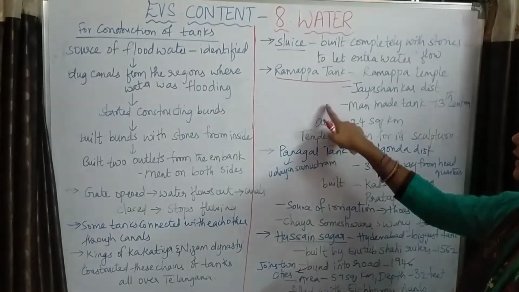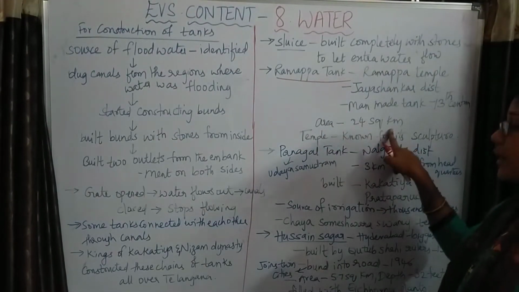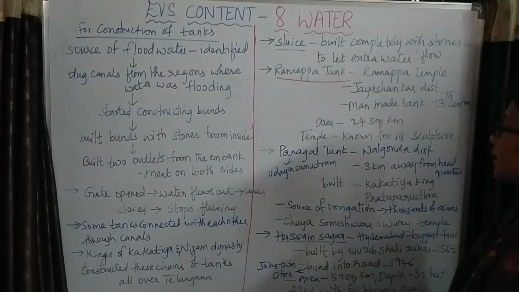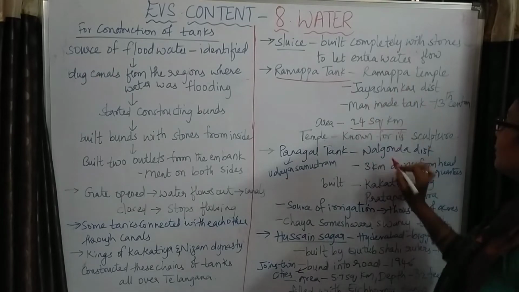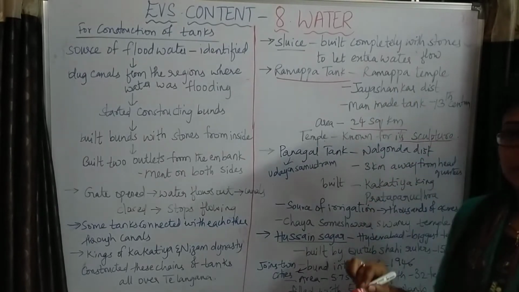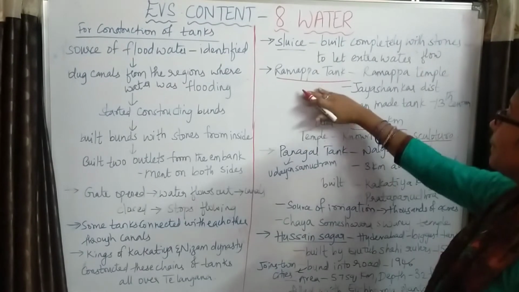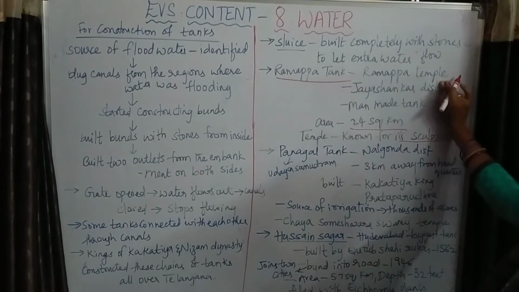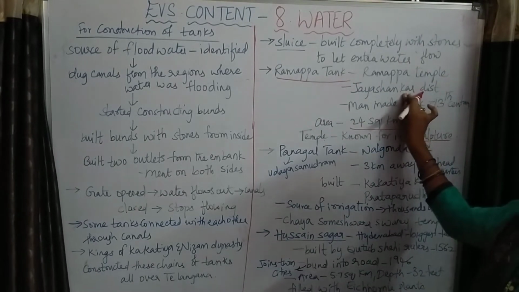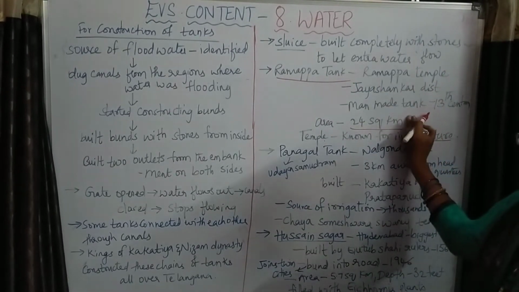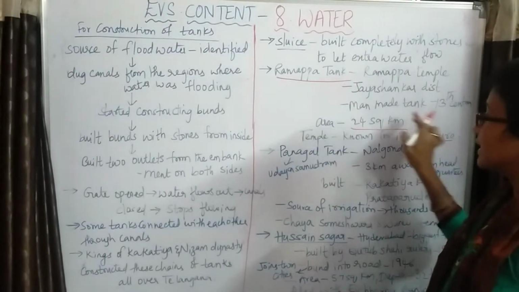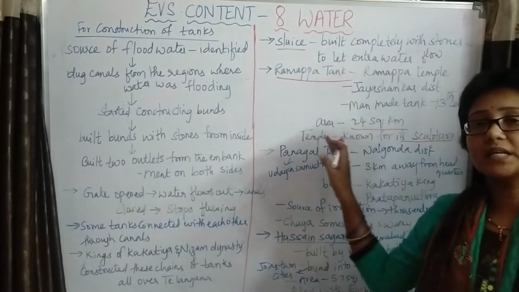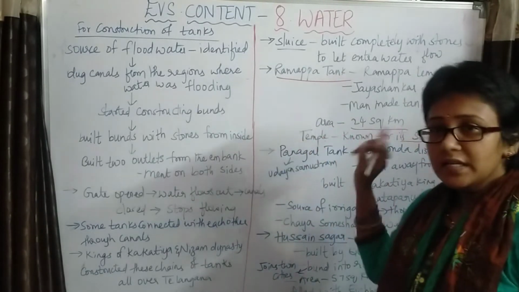The area of the Ramappa tank is 24 square kilometers, and the Ramappa temple is well known for its sculpture. It is located in Jayashankar district, and it is a man-made tank which was constructed in the 13th century. The area of this tank is 24 square kilometers, and the temple is very famous and rich for its sculpture.